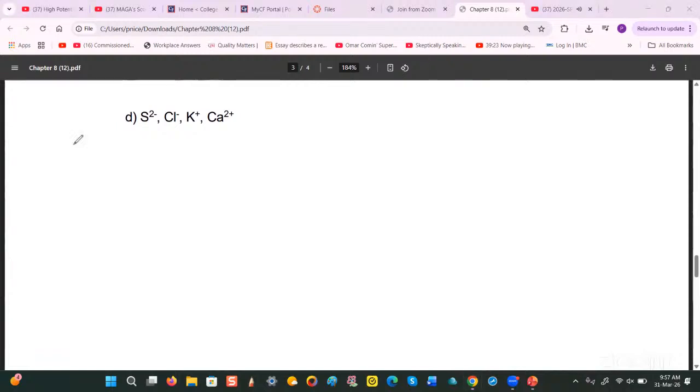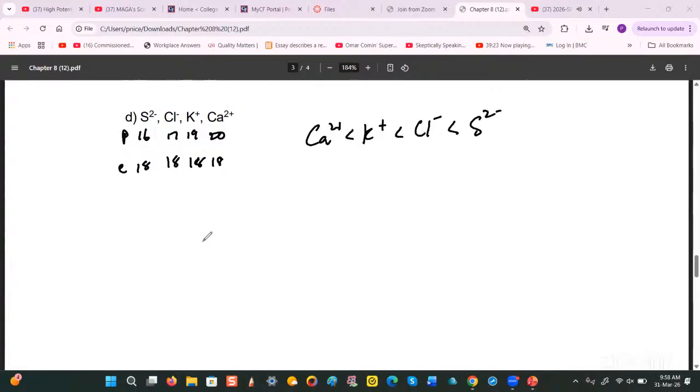Okay, so again, I would try to identify the isoelectronic series. Protons: sulfur is 16, chlorine is 17, potassium is 19, calcium is 20. And in terms of electrons, this will be 18, this will be 18, this will be 18. They're all 18, right? So this one is easiest to deal with because they're all isoelectronic. So which one would you place first as the smallest one? Calcium, followed by K plus, followed by Cl minus, and then sulfide. Yeah, so this one is easier to deal with.